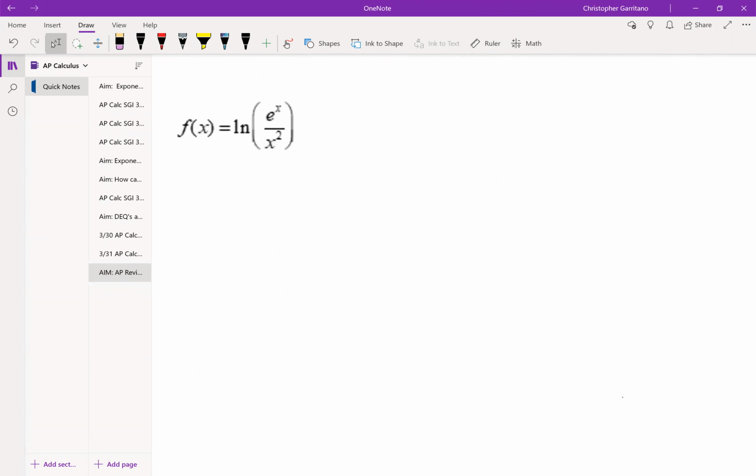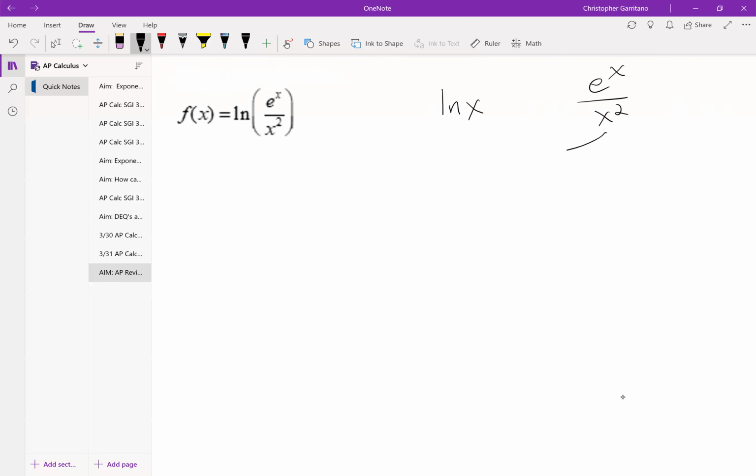So this one's kind of interesting because we have a composition. We have the outer function of ln x, and then we have the inner function of e to the x over x squared. So e to the x over x squared is inside of the ln of x. Now this e to the x over x squared is a quotient, so when we differentiate that, we need to use the quotient rule. This is going to be a little bit messy, but it's not too bad.